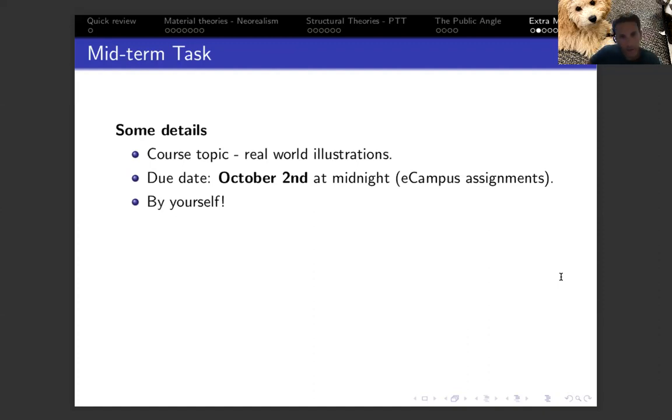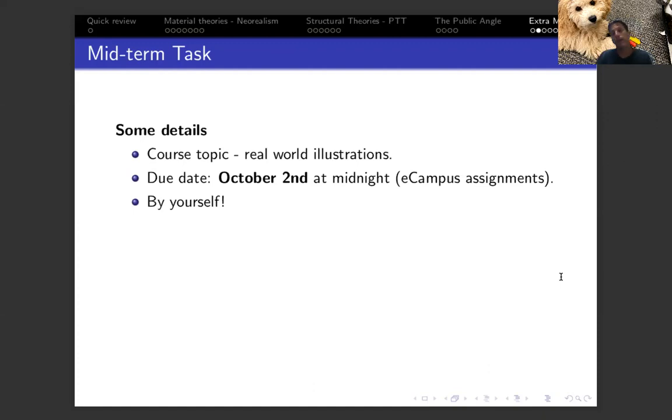So the instructions of the midterm task is choosing one of the topics that we talked about, starting from Tuesday when I started talking about the material theories, all the way through week 7, which is going to be a week before the due date of this task. This is October 2nd at midnight. You're gonna submit this task using the assignments function on eCampus. I'm gonna give you some more instruction about that as we get closer to that.